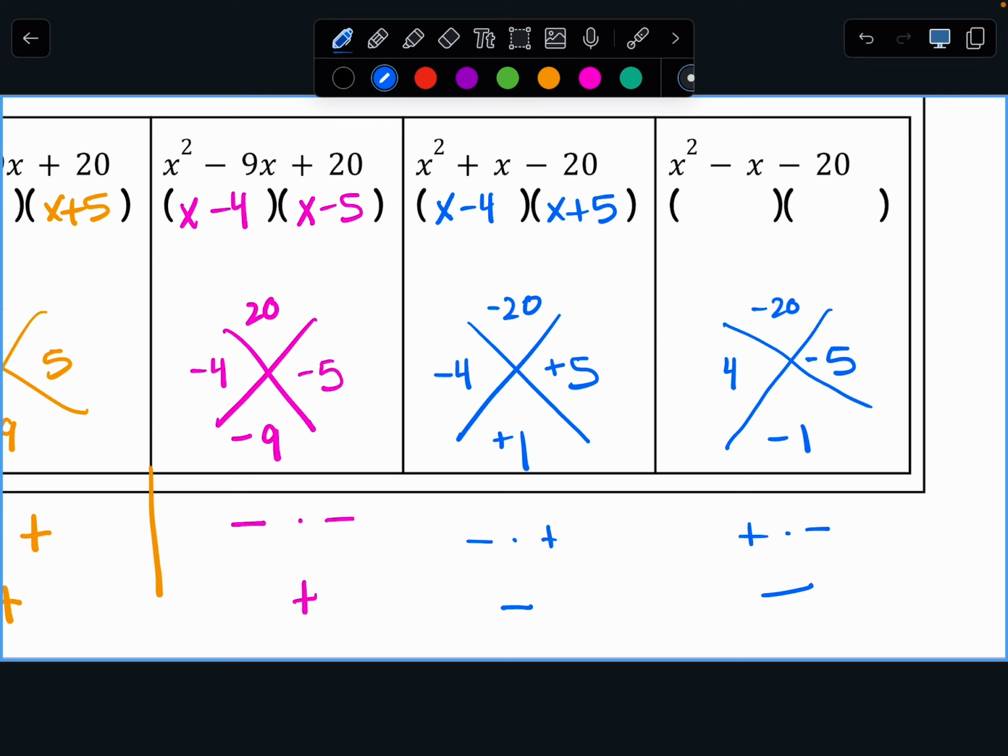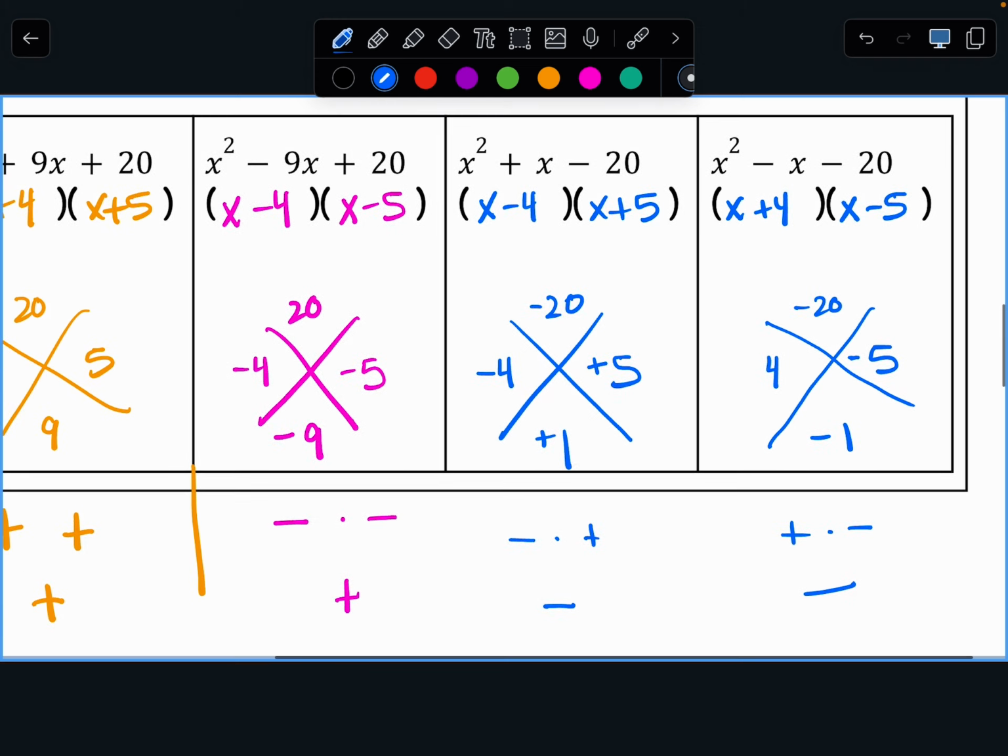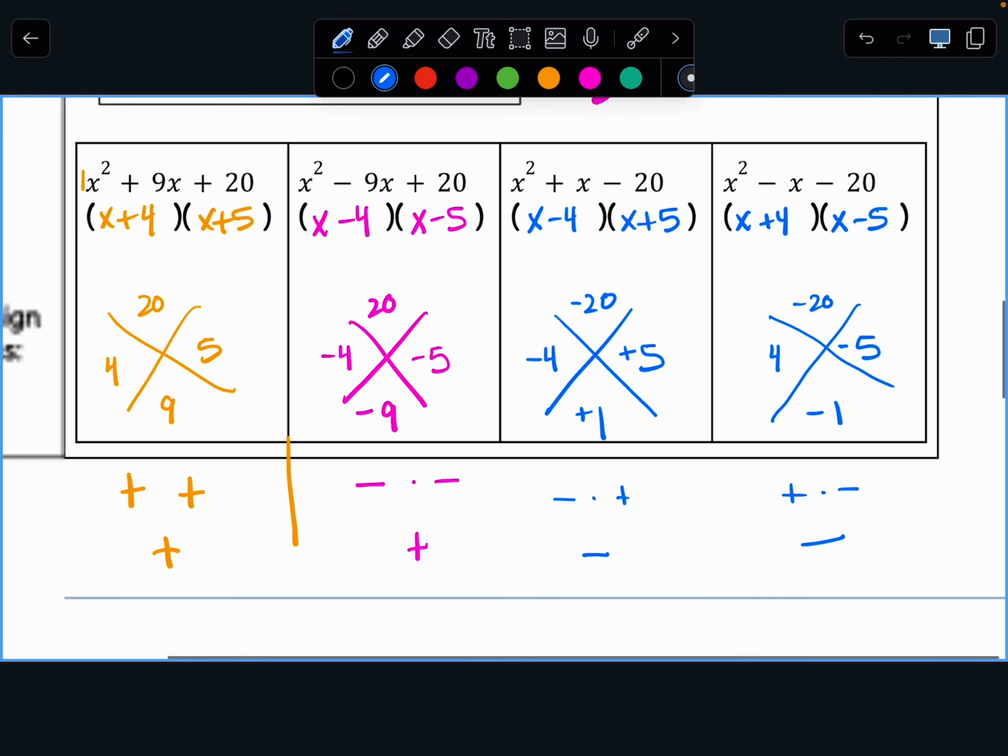The 5 is negative. So it's x plus 4, x minus 5. Look at all 4 of those problems. They all have the same numbers in them, but they have different signs, which changes how this works.